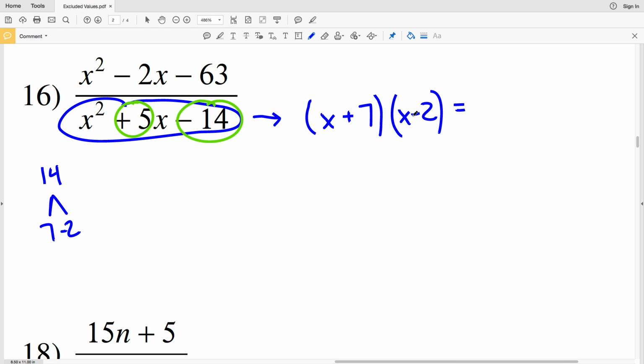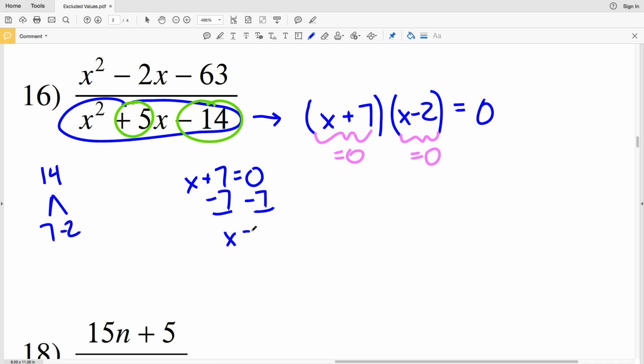And note, because I'm trying to figure out what those excluded values are, that occurs when the denominator is equal to 0. So the factored form of my quadratic, when that equals 0, I will solve for my excluded values. And that occurs when x plus 7 equals 0 and when x minus 2 equals 0. So x plus 7 equals 0 when, subtracting 7 from both sides, x is equal to a negative 7. And x minus 2 equals 0, adding 2 to both sides, when x is equal to a positive 2.